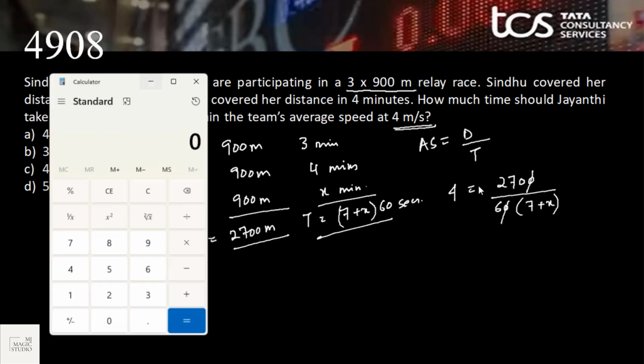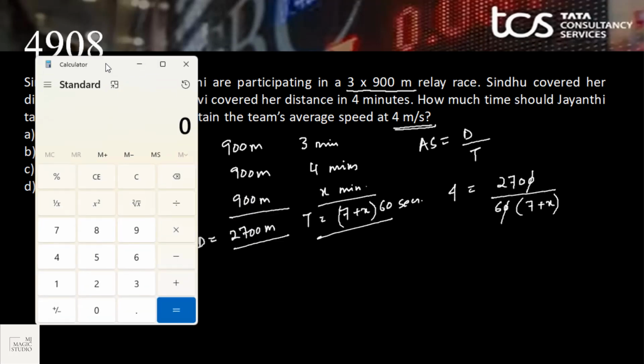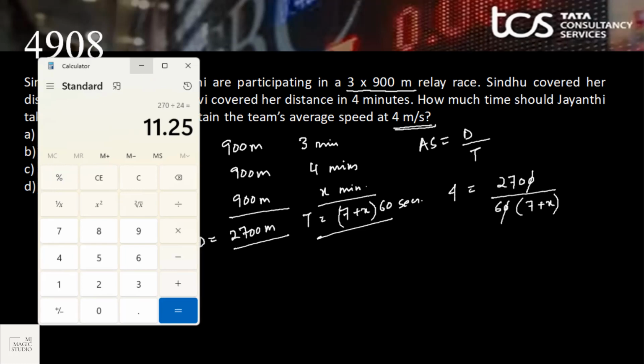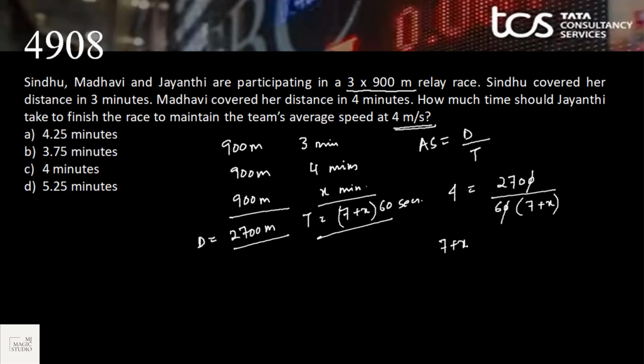So I can use the on-screen calculator if I want. 7 plus x is 270 by 24. 270 by 24 is 11.25. So 7 plus x is 11.25. x is 11.25 minus 7, that is 4.25. How much time should Jayanti take? 4.25 minutes. Option A is the pick. Rule 9, you know Rule 9.